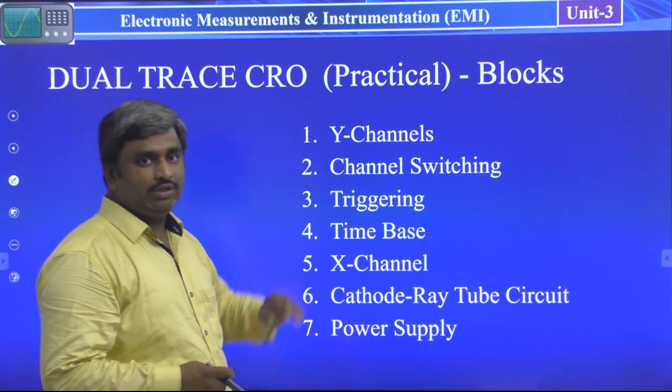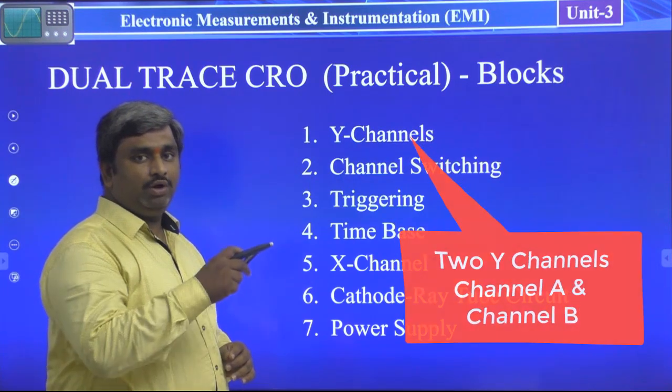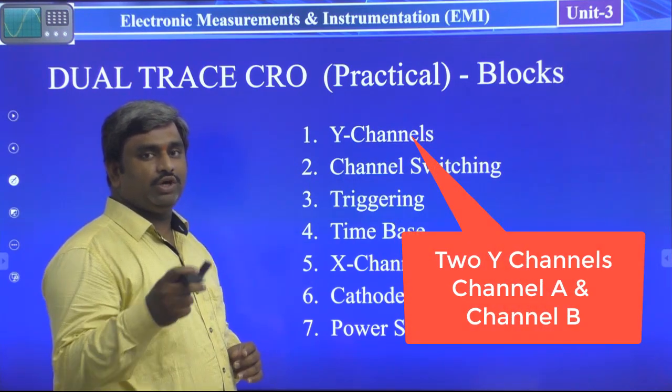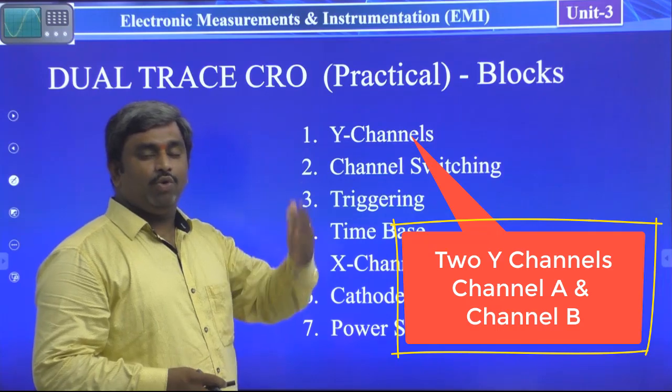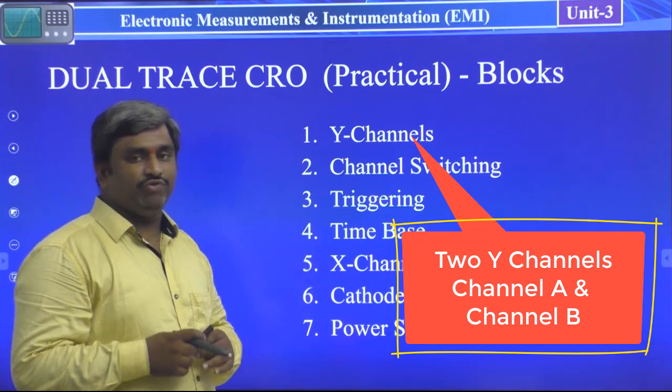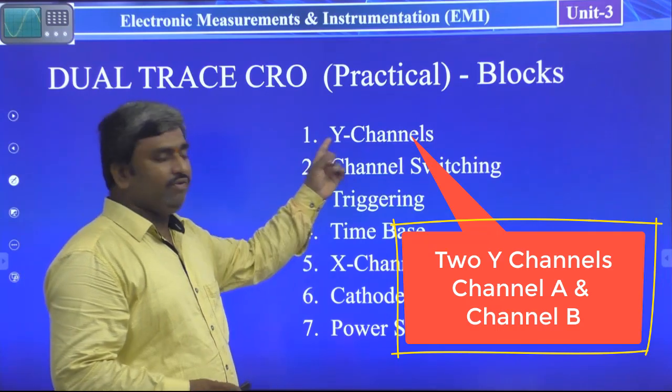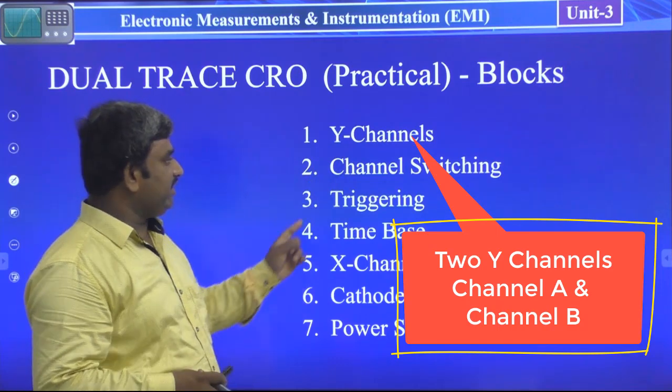The first one is the Y channels. Y channels means channel 1, channel 2, that is Y directional information, volts per division, the amplitude information of two channels, Y1 and Y2. Two channels' information is available.